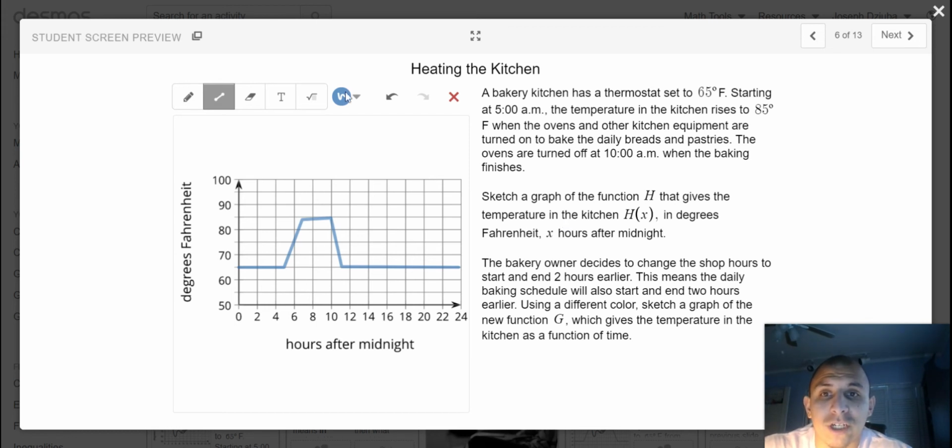Now we're going to make an adjustment, so select a new color, and Desmos has also given you different thicknesses for your line. But the bakery owner decides to change the shop hours to start and end 2 hours early. So you need to determine, well, now what is the new starting time for baking and ending time for baking. Using a different color, sketch a graph of that new function g, which gives the temperature in the kitchen as a function of time.